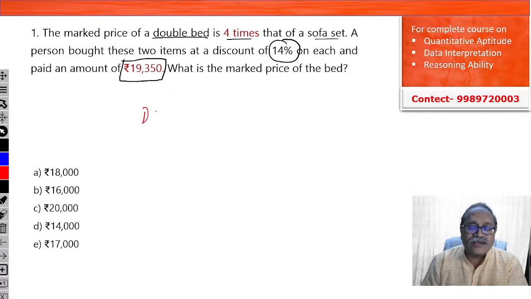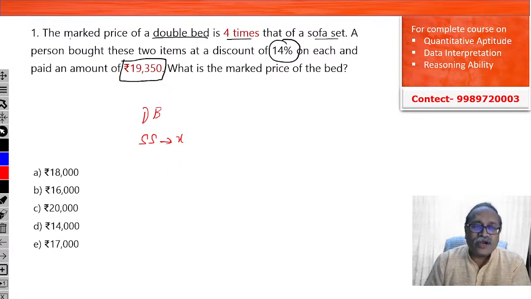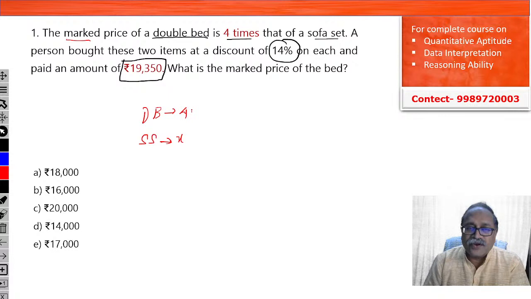So let's consider that this is the double bed and this is the sofa set. If the sofa set's mark price is X, this is called the mark price. Then the double bed will be 4X. You are giving a 14% discount on 4X because these are mark prices, and you are also giving a 14% discount over here. That means you are giving a 14% discount on the total.